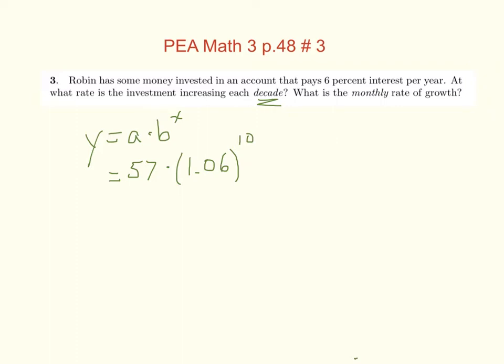Now when we evaluate that on a calculator, we get the new amount. Make sure you do your percentage first here. You get 102 point what? 0.08.